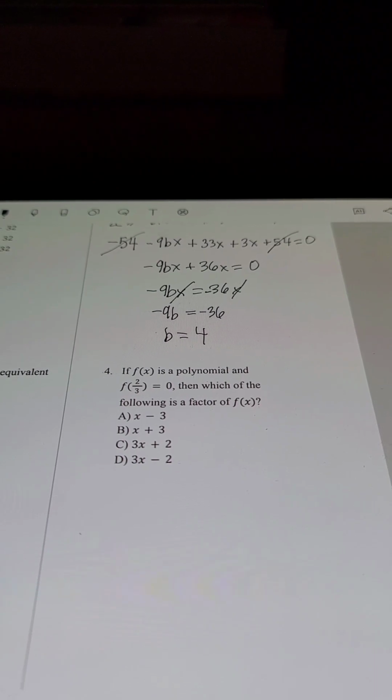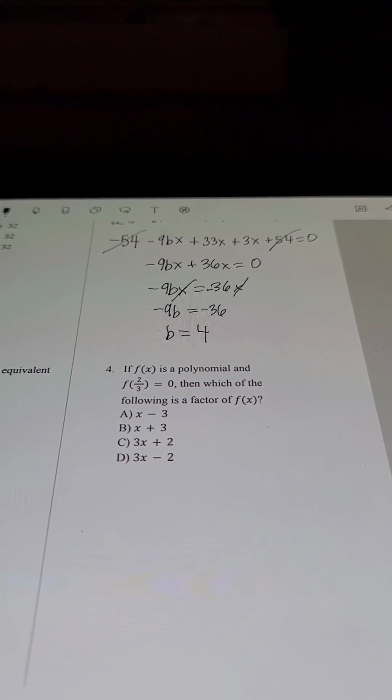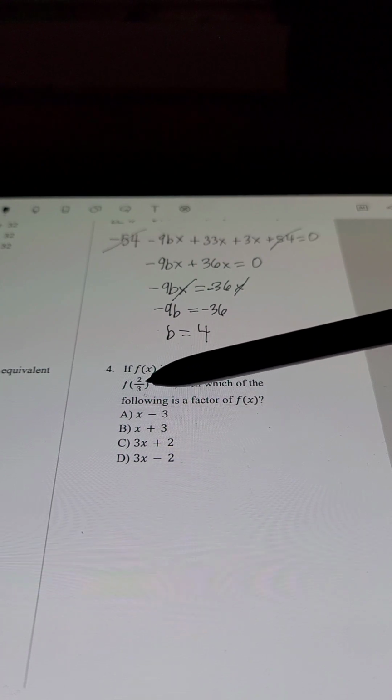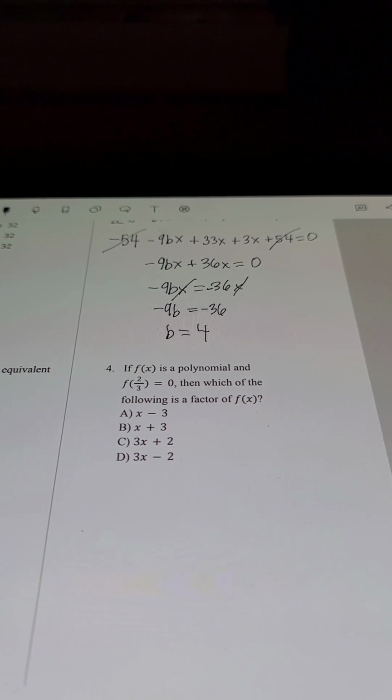Pause to read number 4 if you haven't already. So for one of the answer choices to be a factor, that means that when we plug in 2/3 as our x, we should get 0 as the answer. So basically we're going to do that for x in each of the answer choices and see if we get 0. So for a, that would be 2/3 minus 3.